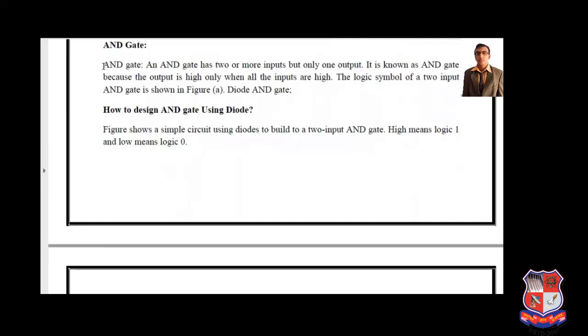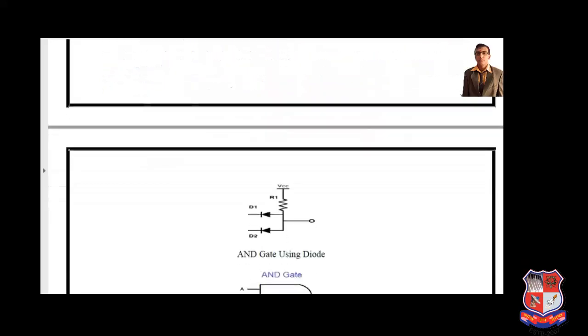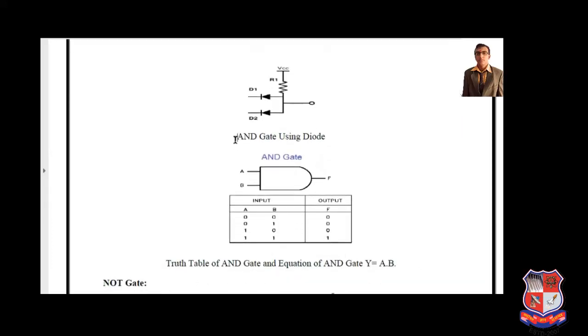Now AND gate. This is the basic logic gate, AND gate. In AND gate, there are 2 or more inputs, but only one output. So this is the symbol of AND gate.